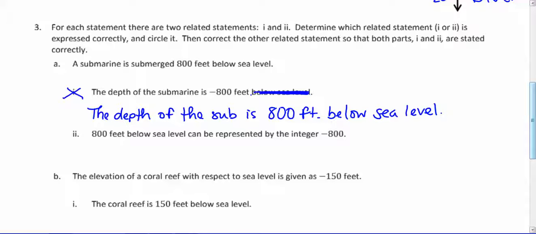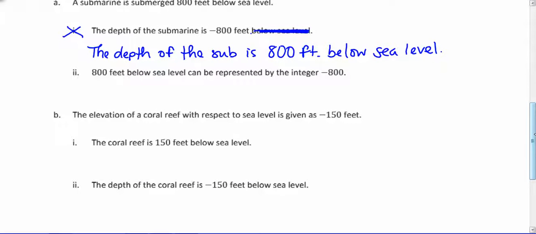So let's make sure this next one is correct. It says 800 feet below sea level can be represented by the integer negative 800. Is that an okay statement? Yep, it's perfectly said. Okay? Any questions on those?